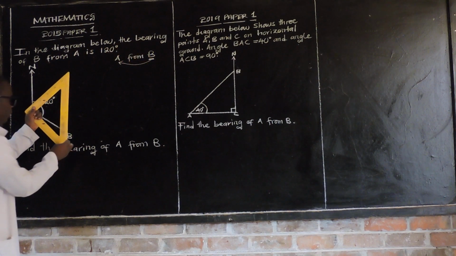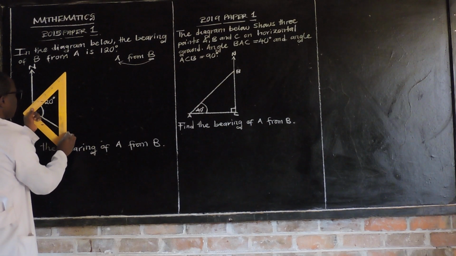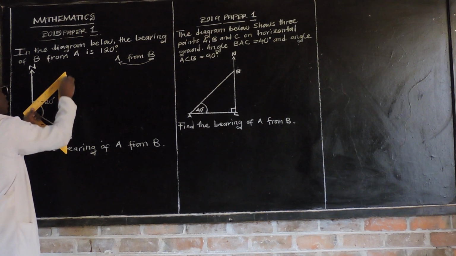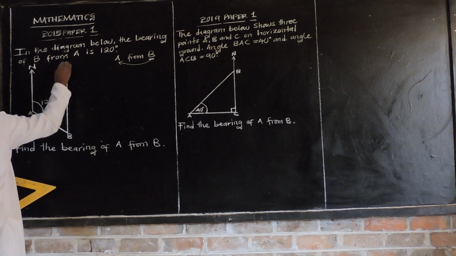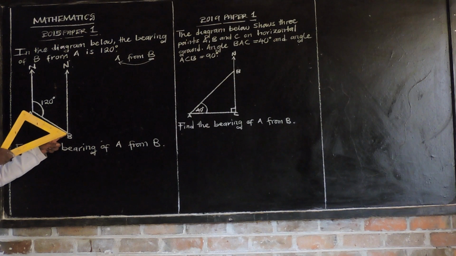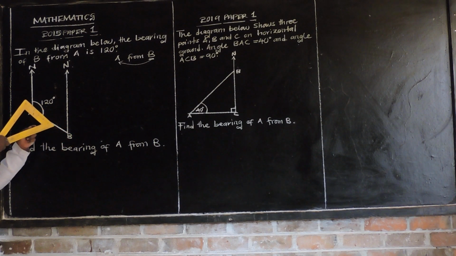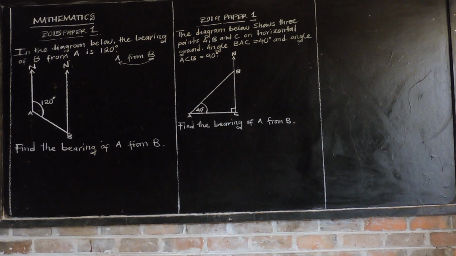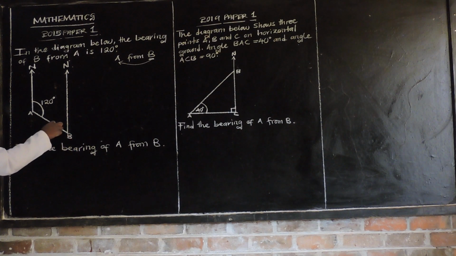So I'm going to come up with a north from this point, from point B. So this is my north. Then now we are going to move. Starting from the north of point B, we are going to move in a clockwise movement, going to point A. We are going to move in a clockwise movement from the north of point B going to point A.